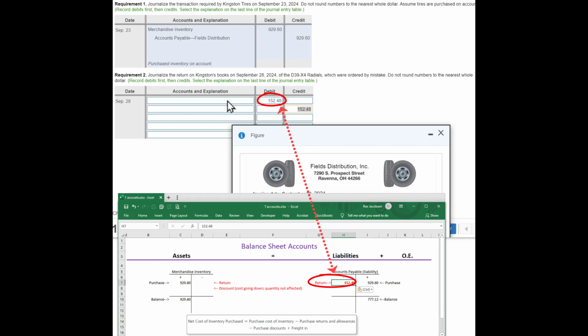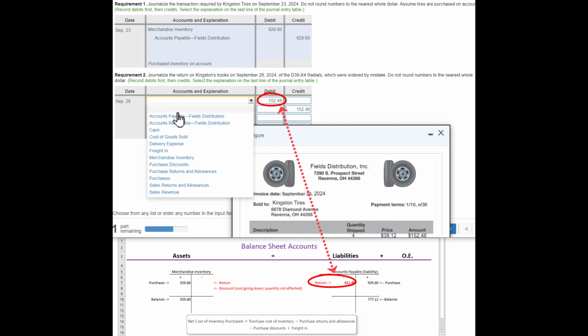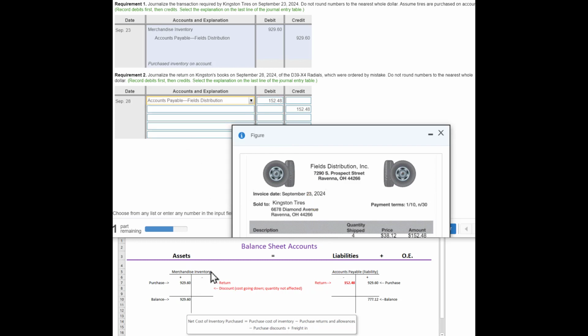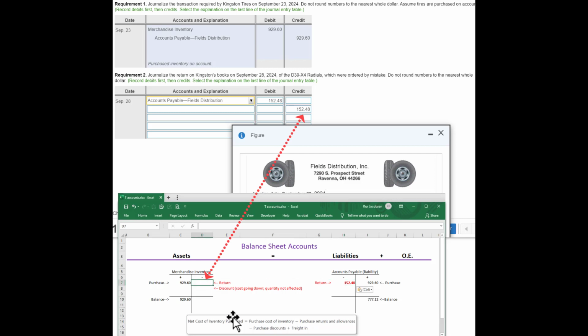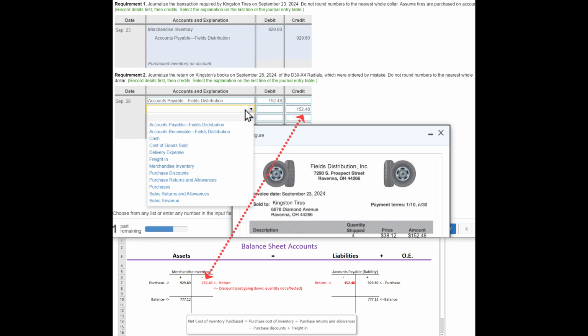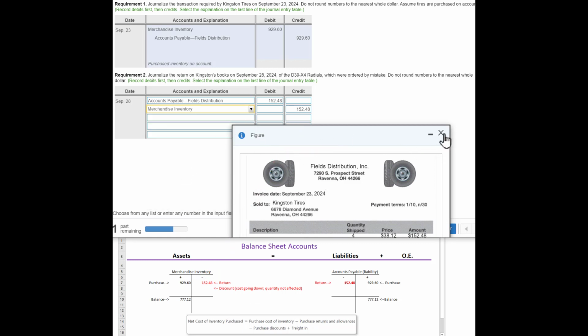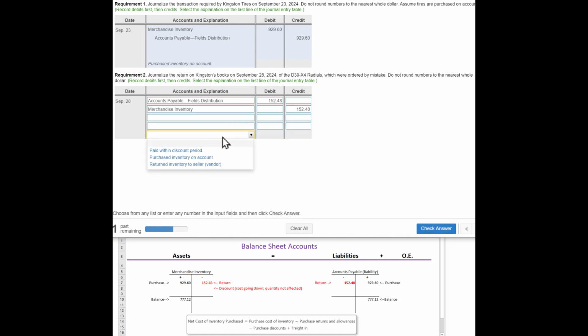Okay, so notice this is a debit, so AP is going to be debited. And then what happens to our inventory when we return inventory? Obviously it's going down. So I'm going to paste that. So inventory is going down. We need an explanation: purchase returned, inventory returned to the seller, also known as the vendor.